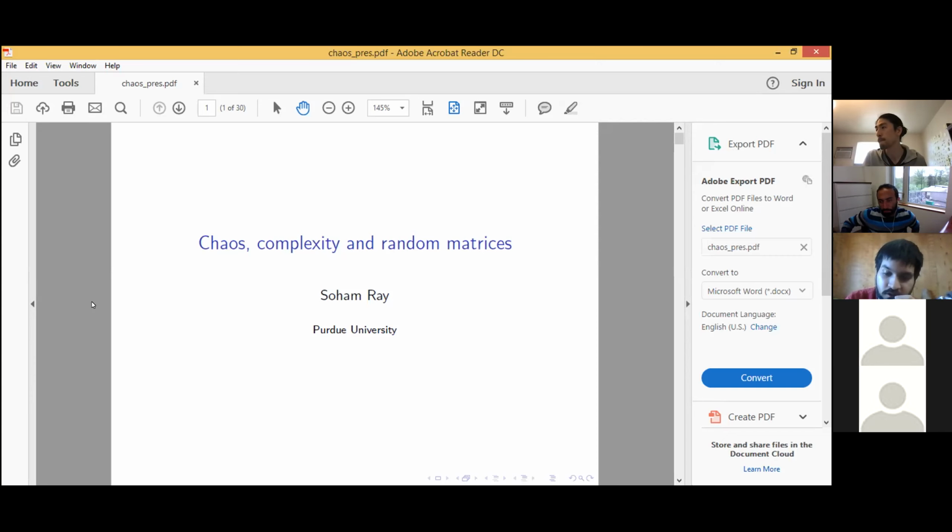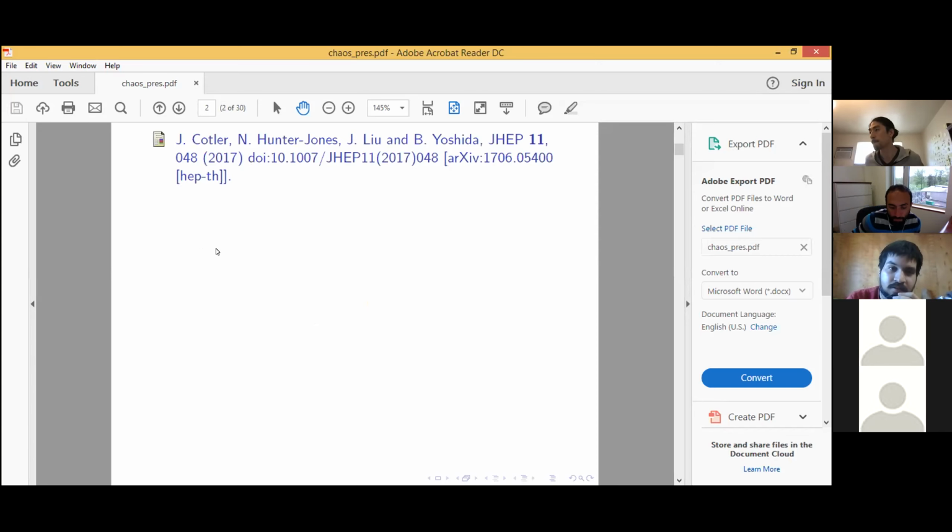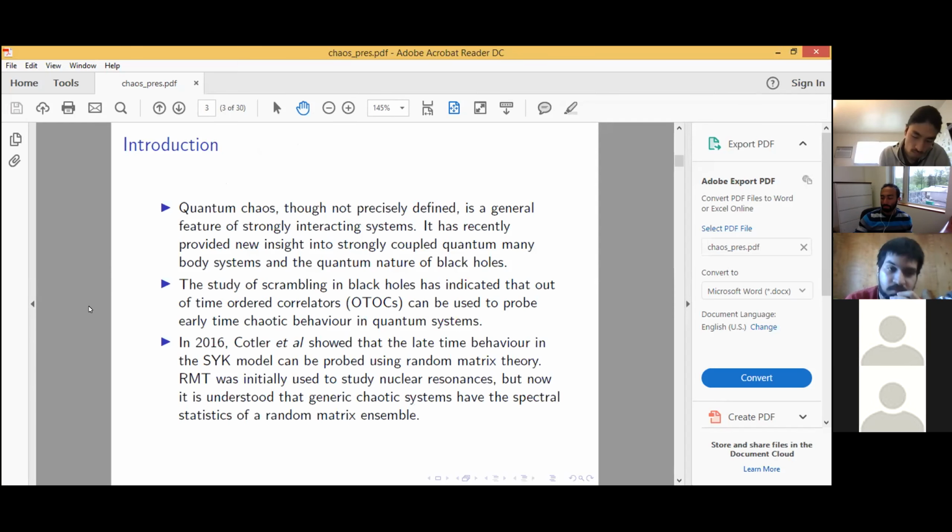I'll be talking about chaos, complexity, and random matrices. That's based on this paper by Jordan Kotler, Nicholas Hunter-Jones, Junyo Liu, and Benny Yoshida. To get started, we'll talk about quantum chaos. Quantum chaos is not a precisely defined concept, but it is understood as a general feature of strongly interacting systems. In recent research, quantum chaos has provided insight into quantum many-body physics and the quantum nature of black holes.